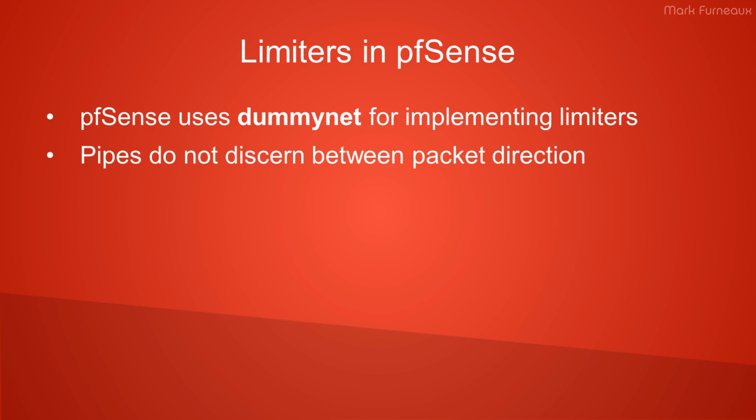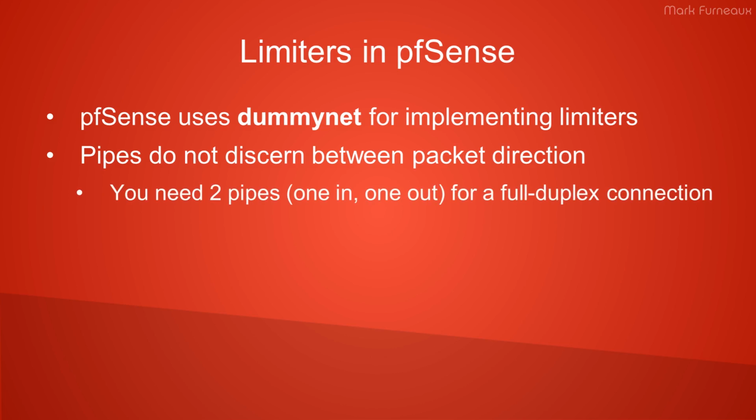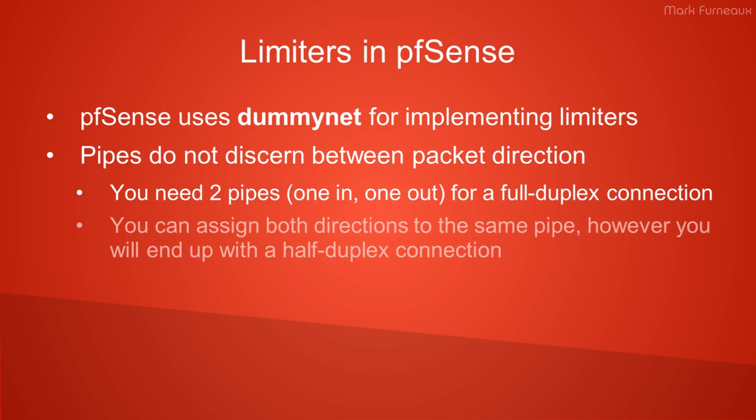One thing that's very important to note is that pipes don't discern between packet direction. So what that means is that you will need two pipes, one for inbound traffic and one for outbound traffic, to get a proper full duplex connection. Now, there's nothing wrong with assigning both traffic directions with your firewall rules to the same pipe, but you're going to end up with a half duplex connection in that case, which might not be what you're looking for.